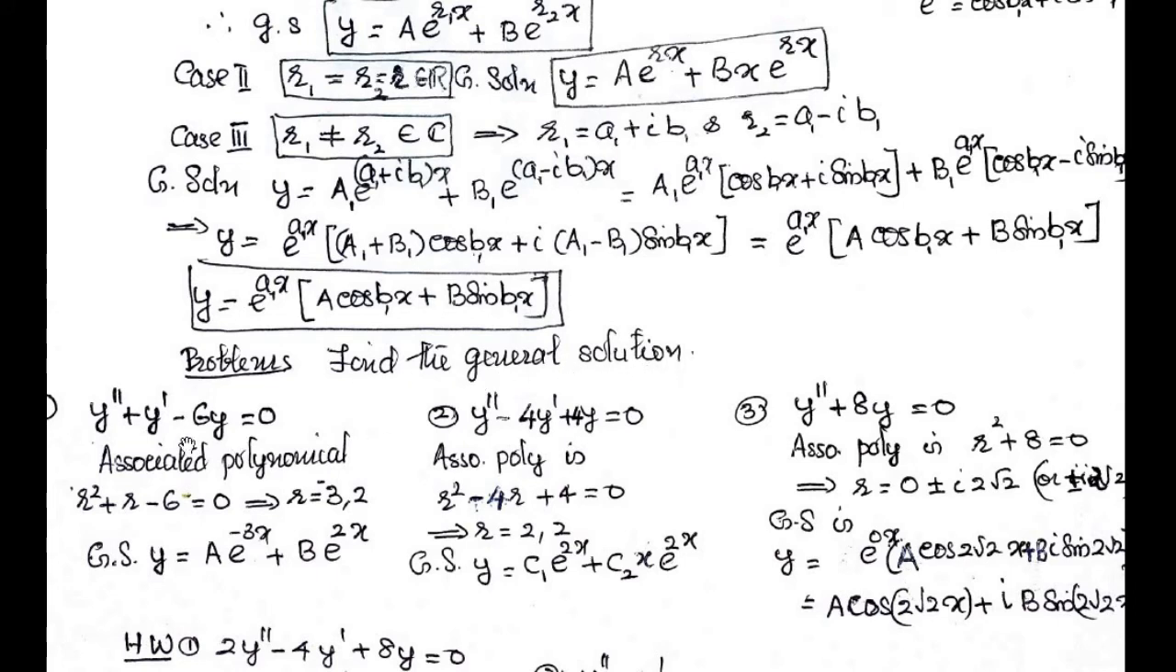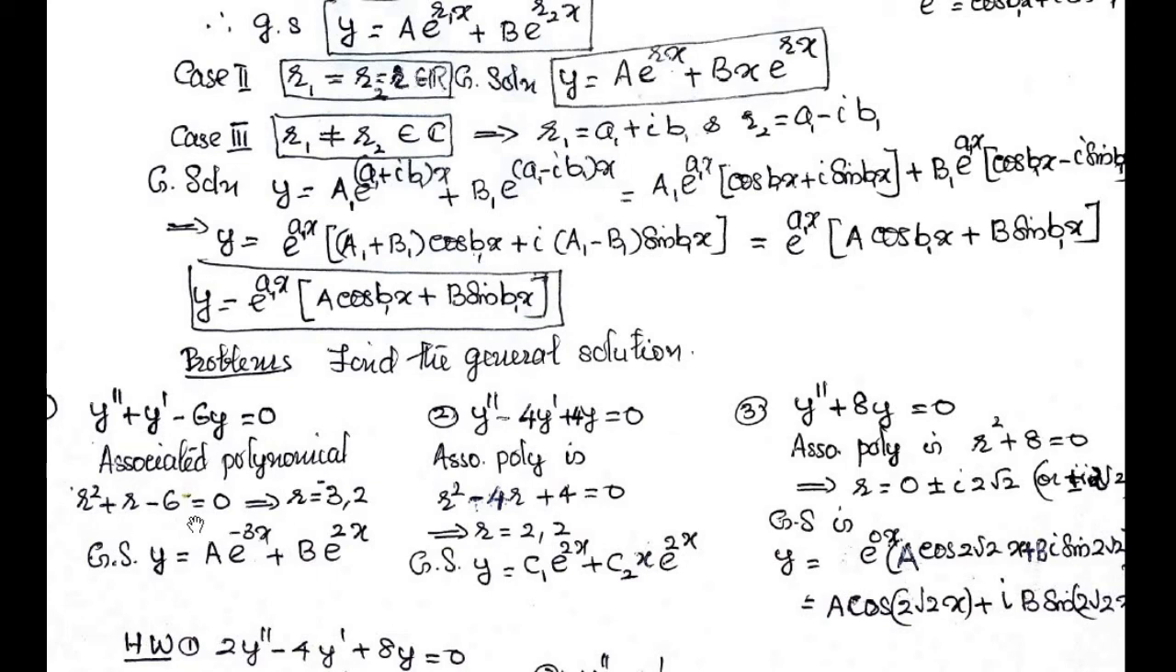Find the general solution. The first problem is y double dash plus y dash minus 6y equal to 0. Its associated polynomial: you just write r square for y double dash, that is d square y by dx square, then in place of y dash write r, and for y take the coefficient only. So r square plus r minus 6 equal to 0. This is the easiest type of problem in your text.